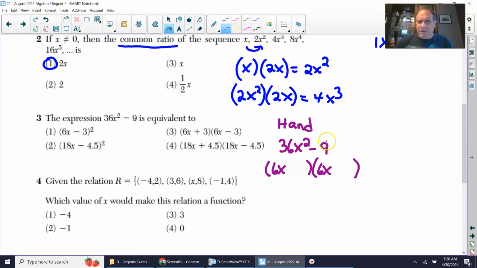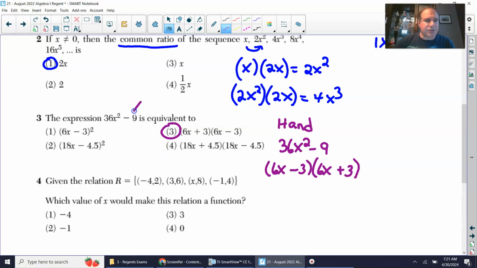And then what times what equals negative 9? Well, a negative 3 and a positive 3. If you go ahead and you take a look at this and you do 6x times 6x, that is 36x squared. 6x times positive 3, that is 18x. Negative 3 times 6x is negative 18x. So those middle terms, they cancel out. Negative 3 times positive 3 is negative 9. This is your answer, and that is it.